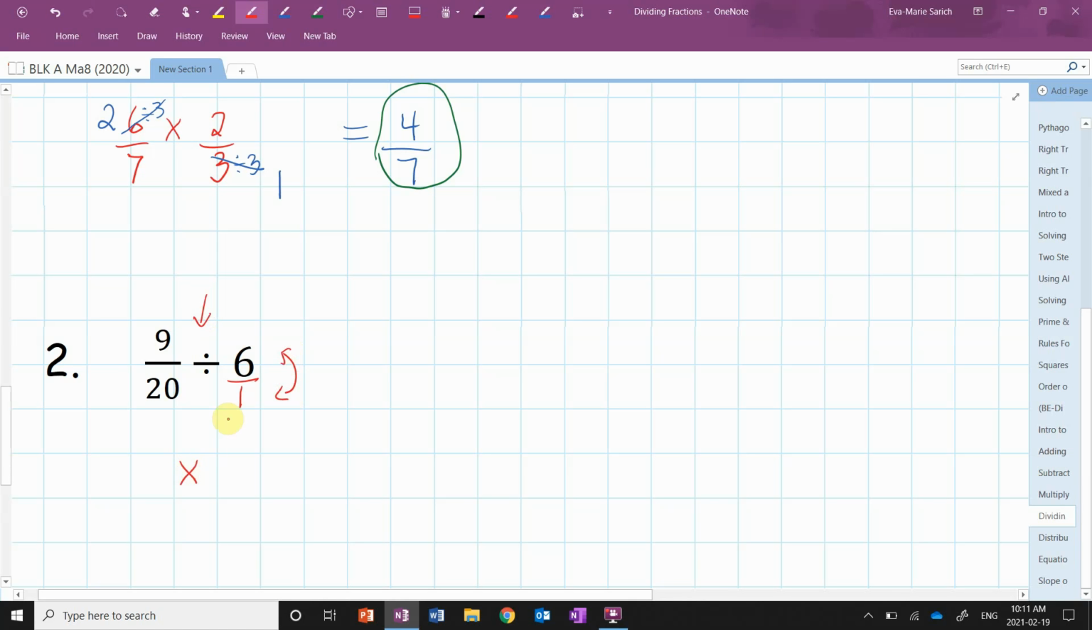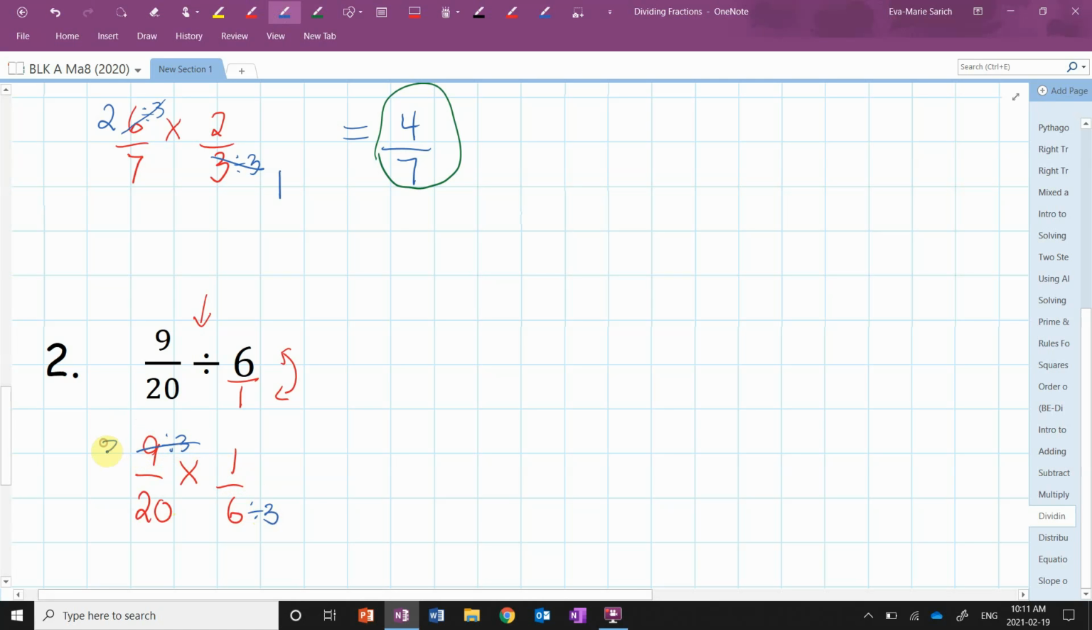So this becomes a multiply, and the 6 goes to the bottom, and the 1 goes to the top. The first fraction stays the same at 9/20. Now we're looking to see, can we reduce? Well, 1 doesn't reduce, so you have to look at the 9. 9 and 6 both divide by 3.